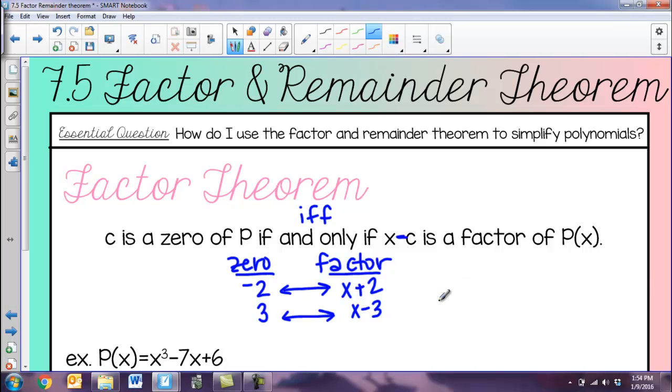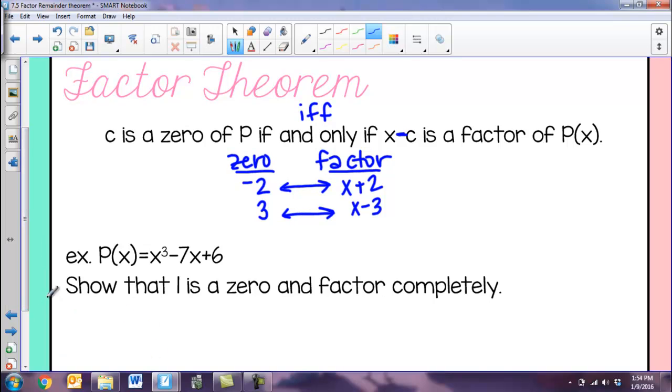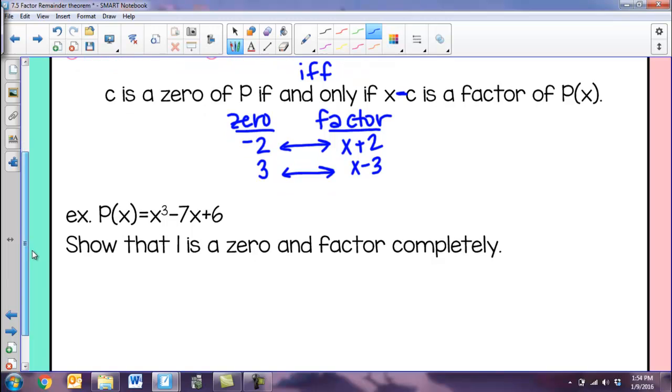It's super useful if, for instance, they give you a factor and you want to find a 0, or if they tell you a 0 and you're looking to factor the polynomial. So again, this works both ways, and we're going to use that in order to factor polynomials a lot of the time. So let's look at an example here. We have that this is my polynomial, x cubed minus 7x plus 6, and our goal is to show that 1 is a 0, and then we need to factor it completely.